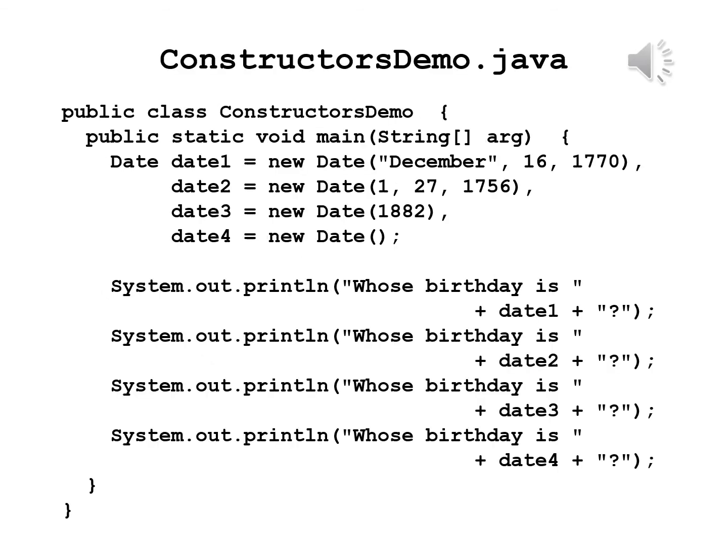Here we have a driver that will allow us to test the constructors that we have written. Public static void main(String[] args): Date date1 equals new Date(December, 16, 1770). Date2 equals new Date(1, 27, 1756). Date3 equals new Date(1882). Date4 equals new Date(). System.out.println("Whose birthday is " + date1 + "?"), and the same for date2, date3 and date4. A close brace for the method and for the class.